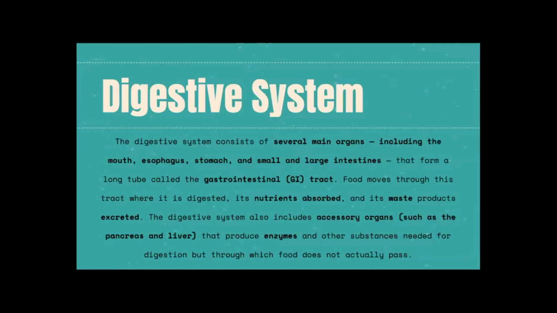Next, we have the digestive system, which consists of several main organs, including the mouth, esophagus, stomach, and small and large intestines that form a long tube called the gastrointestinal GI tract. Food moves through this tract where it is digested, its nutrients are absorbed, and its waste products are excreted. The digestive system also includes accessory organs such as the pancreas and the liver that produce enzymes and other substances needed for digestion, but through which food does not actually pass.